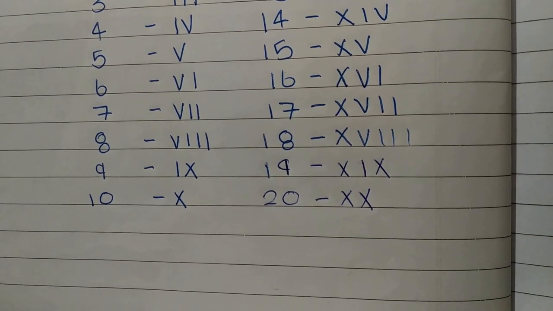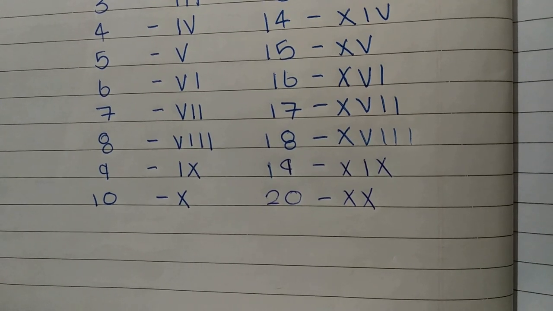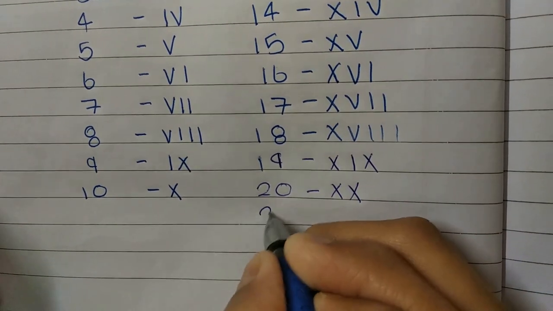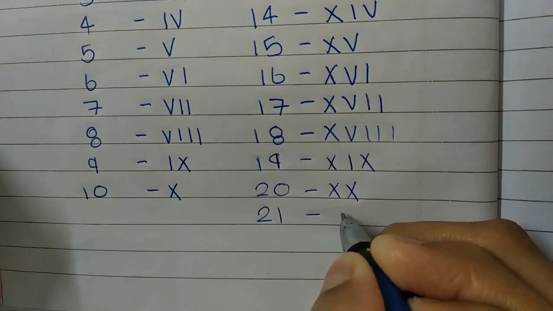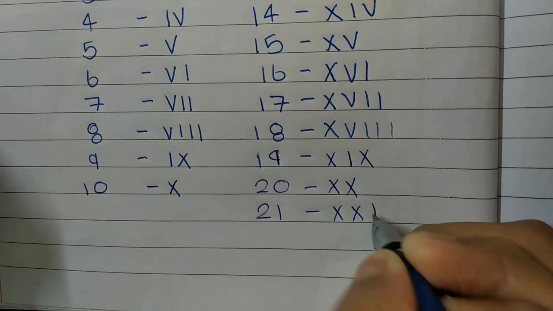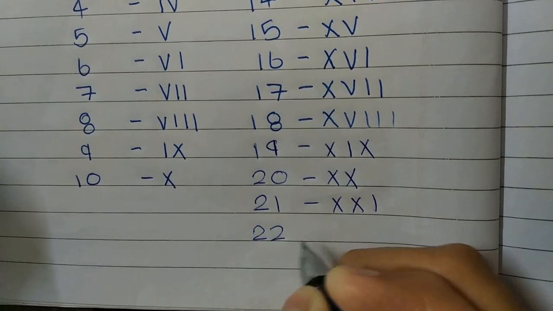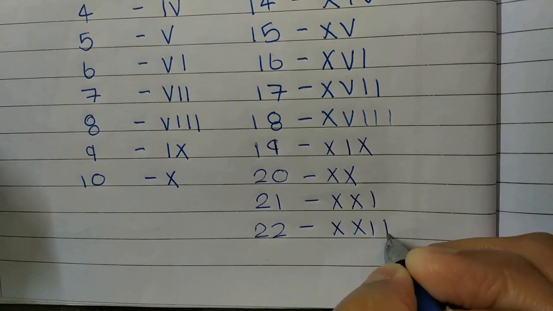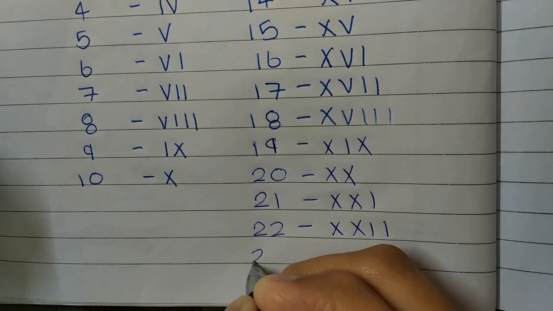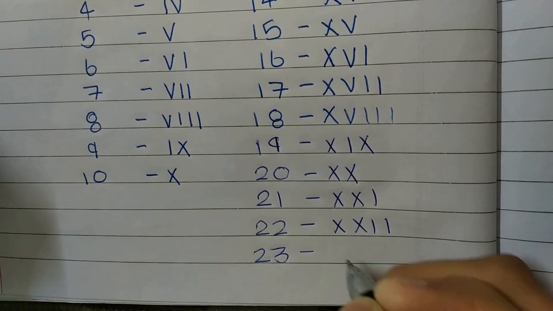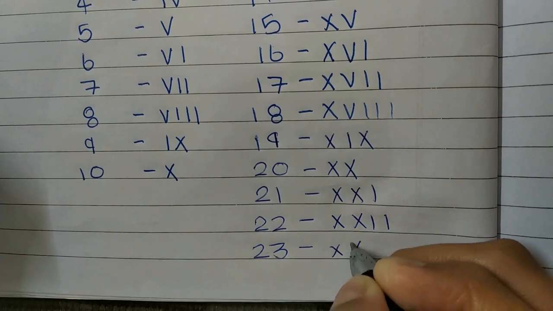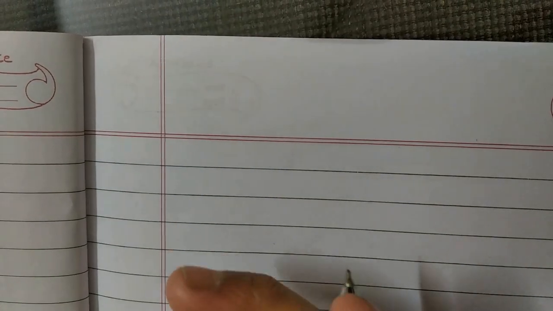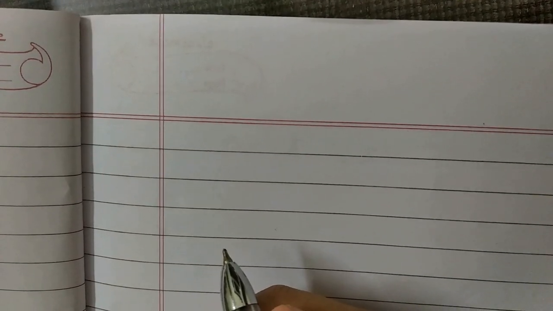Now you get to know how to write Hindu-Arabic numerals in Roman numerals. Now I will show you further how to write it. 21 XXI, 22 XXII, 23 XXIII. Now you can write Roman numerals in this procedure.